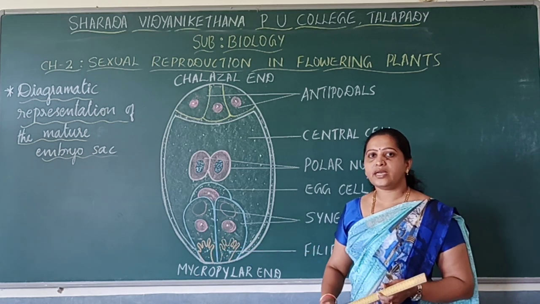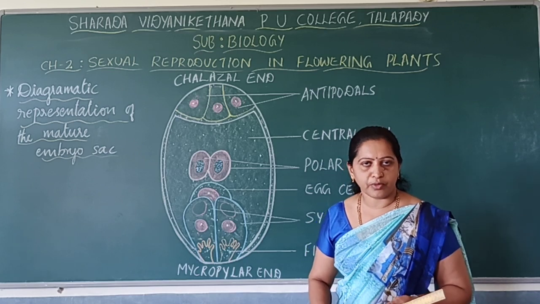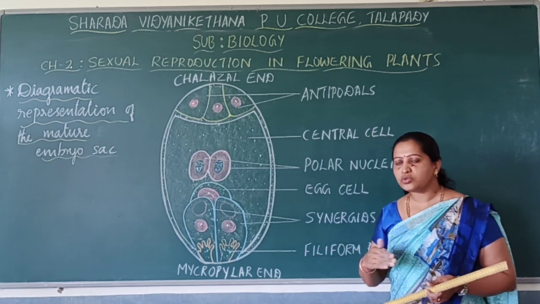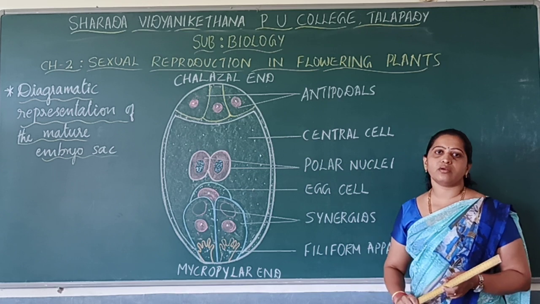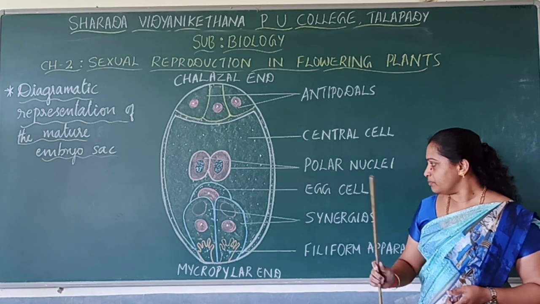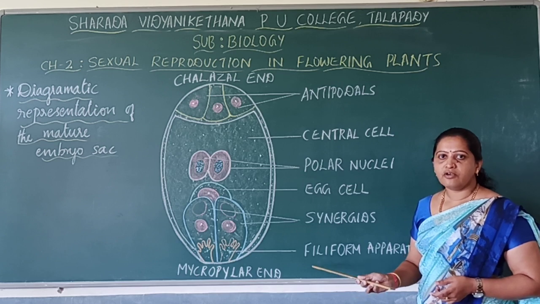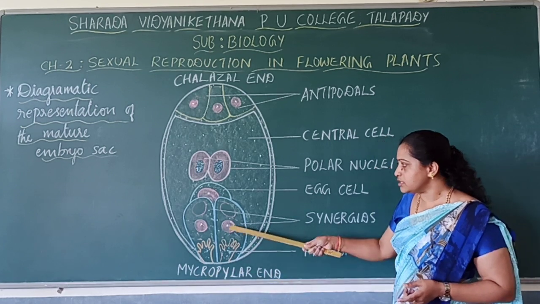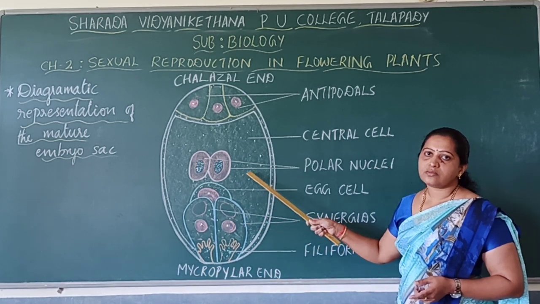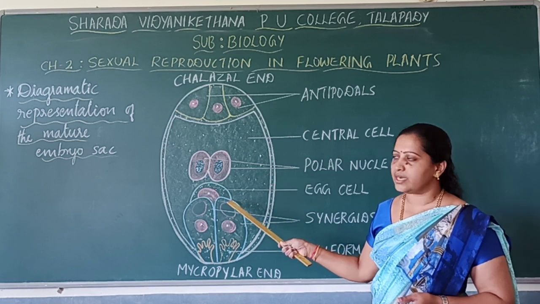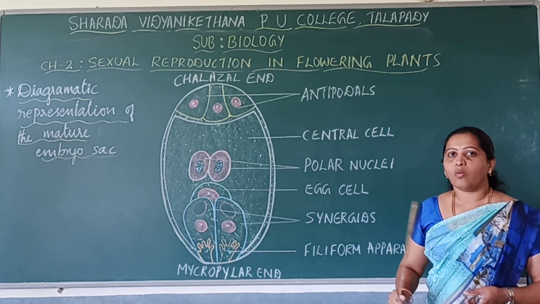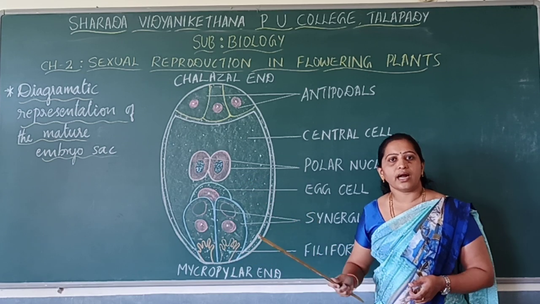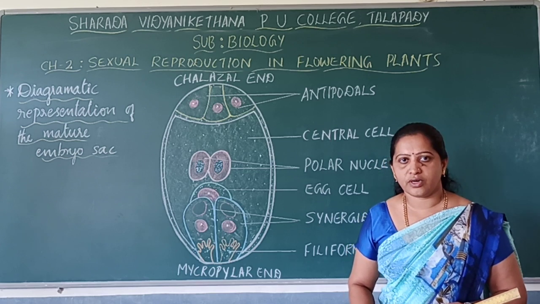And this filiform apparatus has a specific function to perform. The function of the filiform apparatus is to guide the pollen tube through the synergids and then release the male gametes into the embryo sac. So remember the function of the filiform apparatus. Once the male gametes are released into the embryo sac, they undergo fusion to form double fertilization.